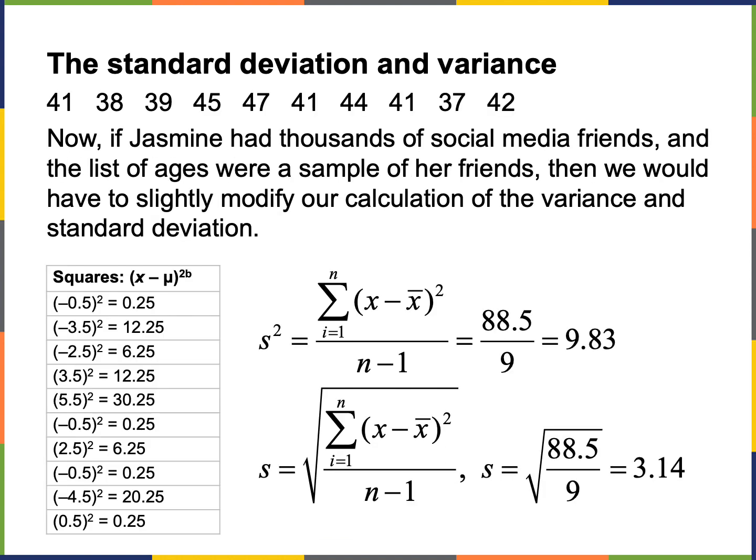And that's exactly what we said here. So if she had thousands of social media friends and the list of ages were a sample of her friends, we would have to modify our calculation, right? Instead of dividing by 10, we would divide by 9, and then her sample variance would be 9.83, and her sample standard deviation would be 3.14.